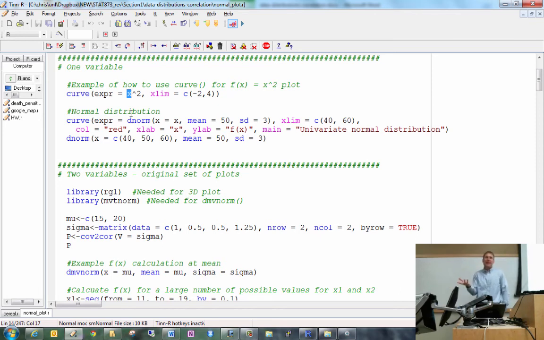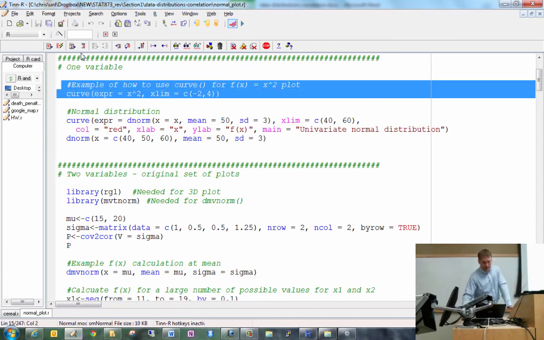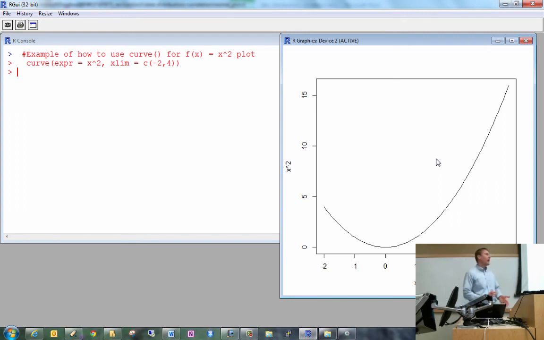If you use a instead, well, this won't work. You'll get an error message. So you always have to use x. And then the x-axis limits, negative 2 to 4. And what R does, by default, is put 101 values from negative 2 to positive 4, put those 101 values of x into x squared, get f of x out, and plot that for the y-axis. So let's do that. And there's my simple plot.